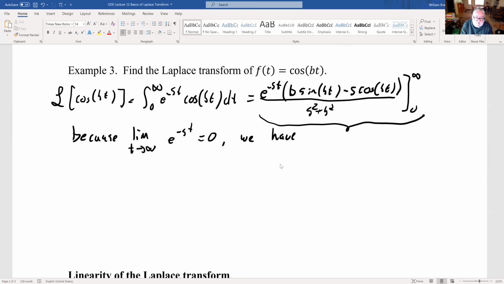So because the limit is t equals infinity, e to the minus st equals 0, when we evaluate this at infinity, this goes to 0, which basically kills everything off because 0 times anything is 0. And so we just plug in 0 to get this equal to minus 0 minus the 0 coming from this limit. Plug in 0. This is 1. Sine of 0 is 0. We get a minus s times 1 over s squared plus b squared.